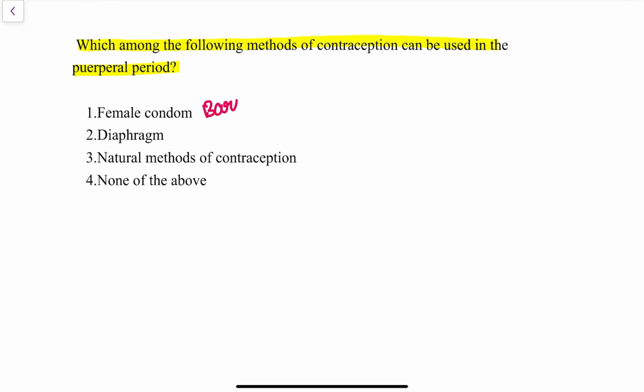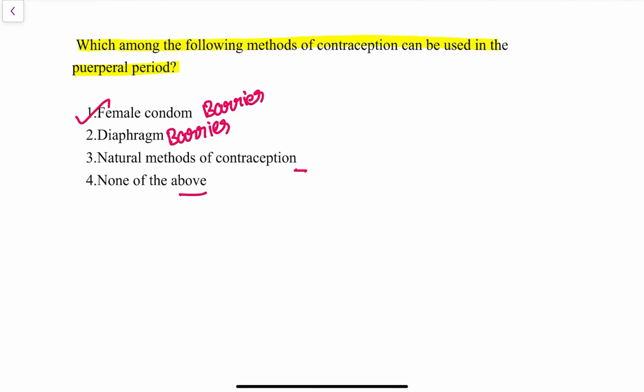Let me tell you that the female condom is a barrier method of contraception, right? And the diaphragm is also a barrier method of contraception. This is a natural method of contraception, and the fourth option is none of the above. The answer to this question is female condom. As we have discussed earlier, female condoms can also be used during the postpartum period, that is the puerperal period, and also after abortion. Immediately after the abortion, the female condom can be used, whereas the diaphragm cannot be used and the natural methods of contraception cannot be used.